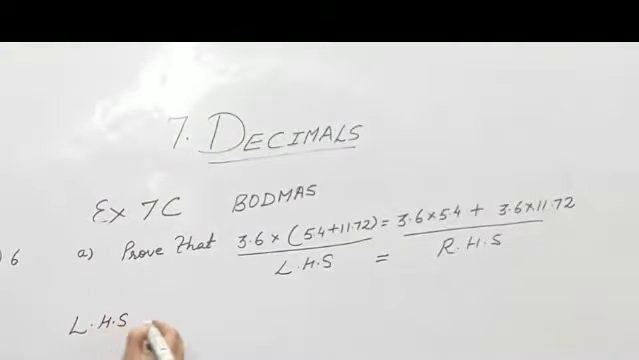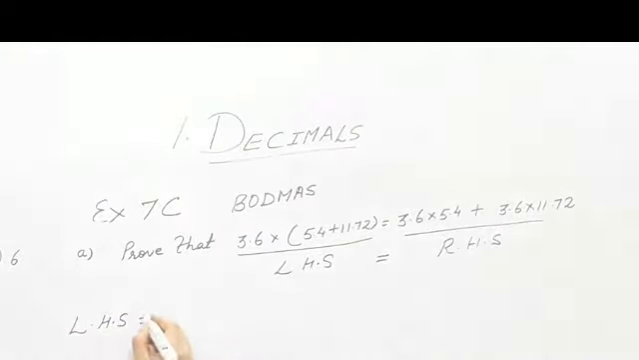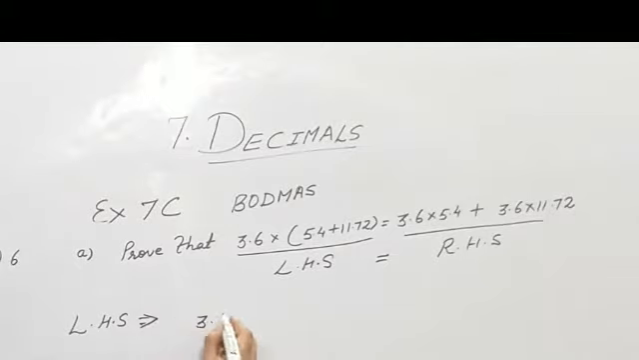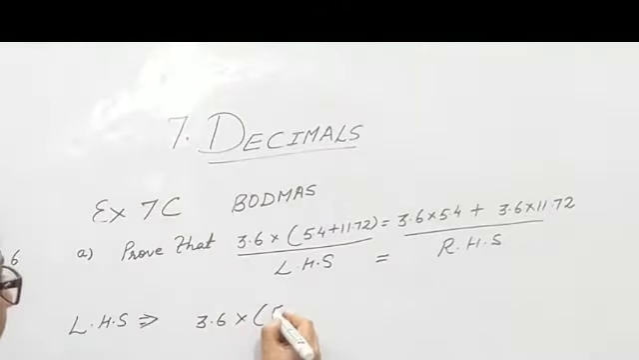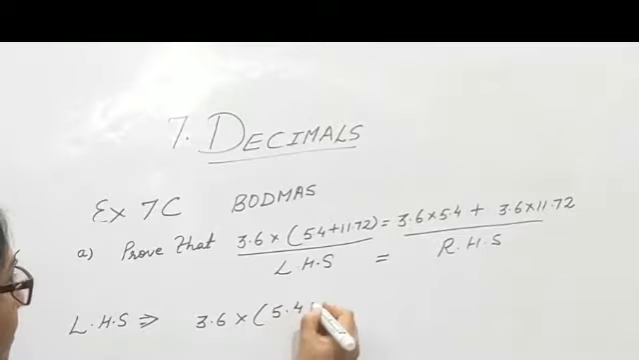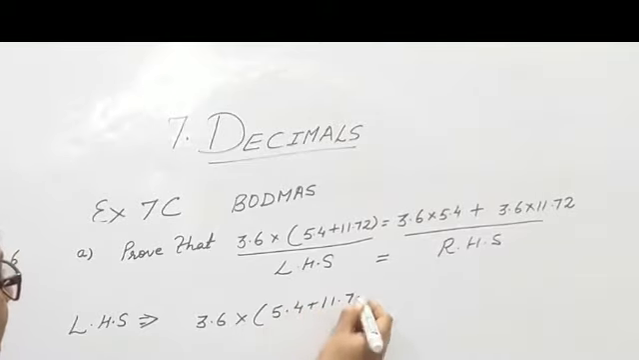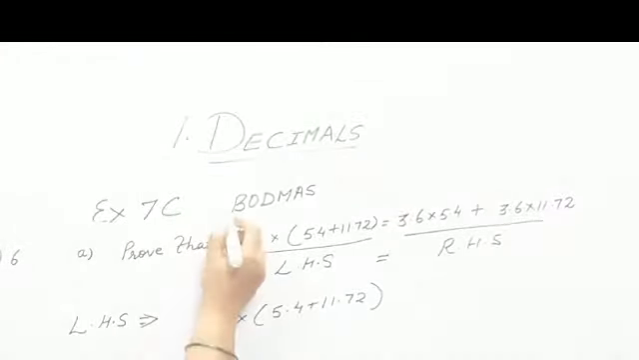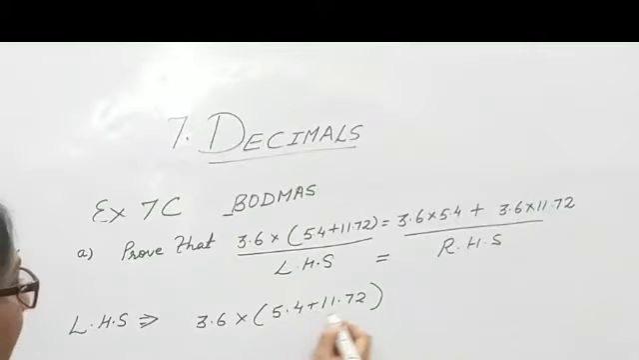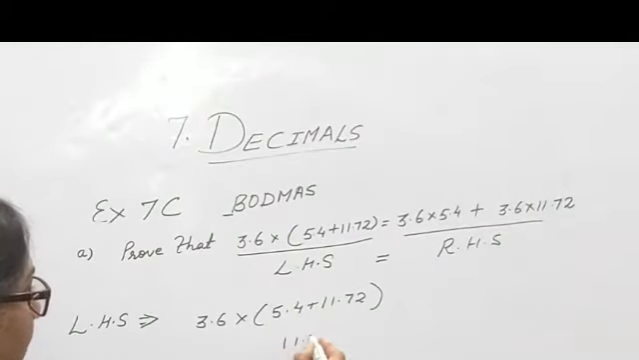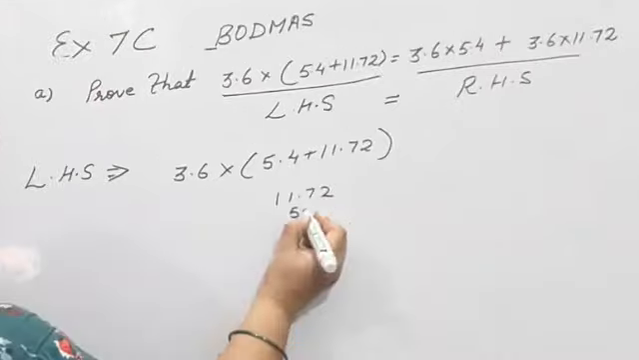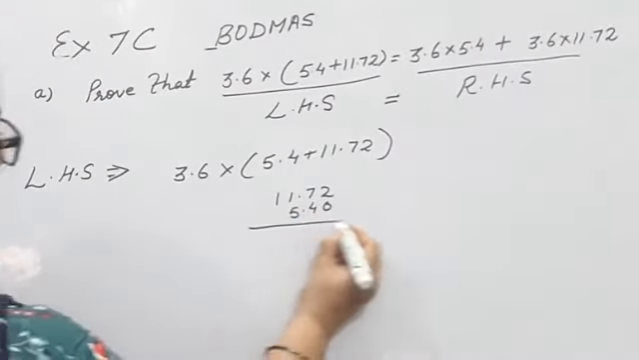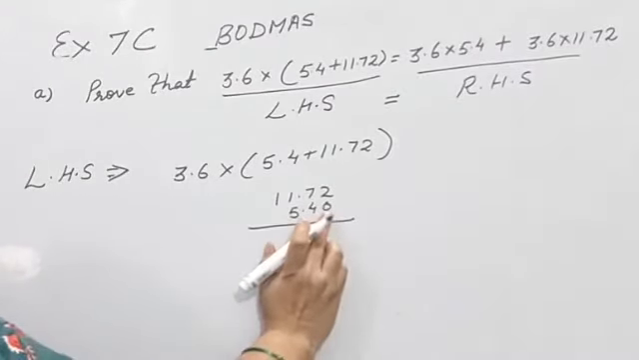LHS equals to 3.6 into 5.4 plus 11.72. So here you have a bracket, plus and multiplication. So first step, solve the bracket. So let's solve, add them, sum up 11.72 plus 5.40. As you are explained, you convert into like decimal and then solve.